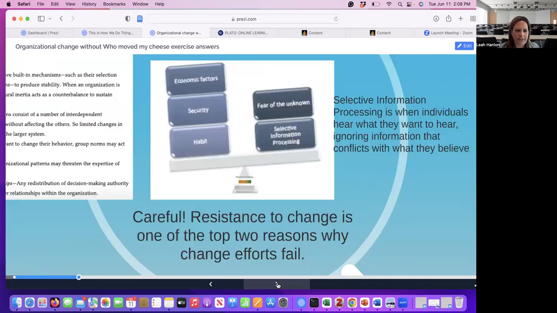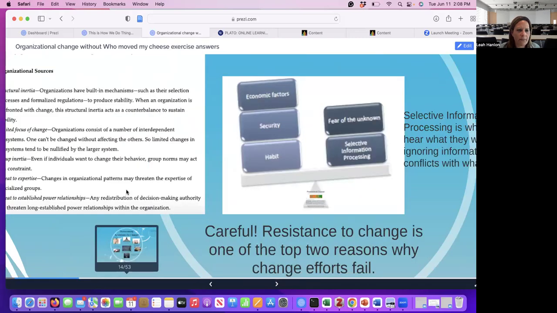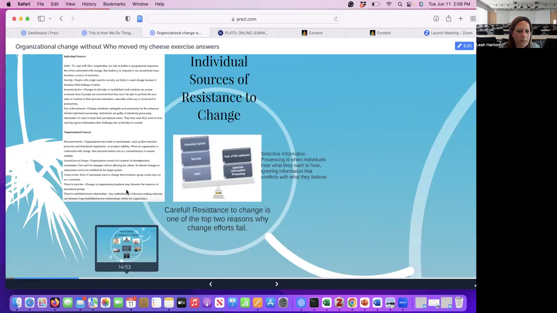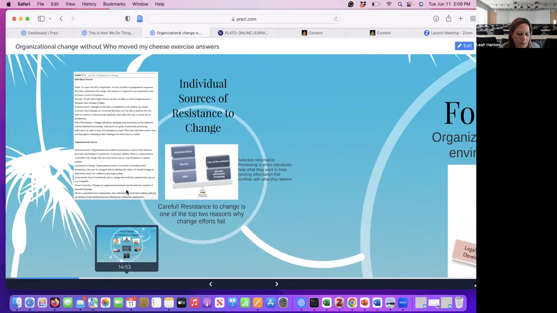Just going back to Exhibit 17.1 here. This covers some of the individual sources and organizational sources of resistance to change. There's habits, which is to cope with life's complexities. We rely on habits or program responses. But when confronted with change, this tendency to respond in our custom ways becomes a source of resistance.